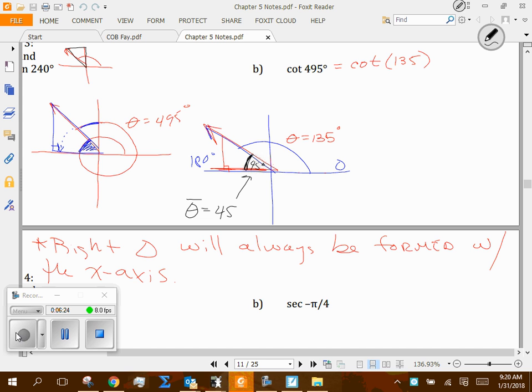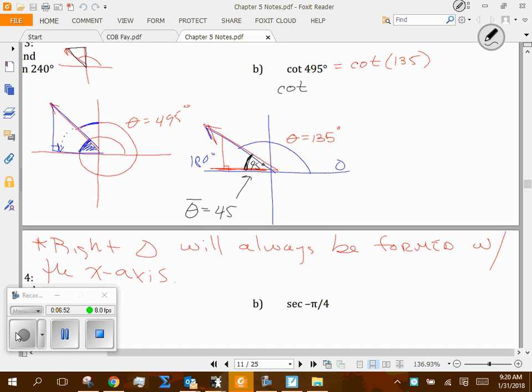The only thing that you got to pay attention to, so the reference angle, everything that I learned about 45 degrees is going to be true for theta of 135. Okay? However, the only thing that's different is the plus or minus out front. Okay? So in this case, we're interested in cotangent.